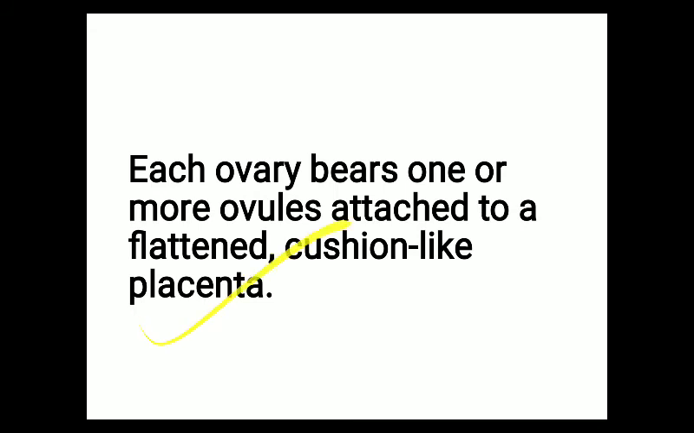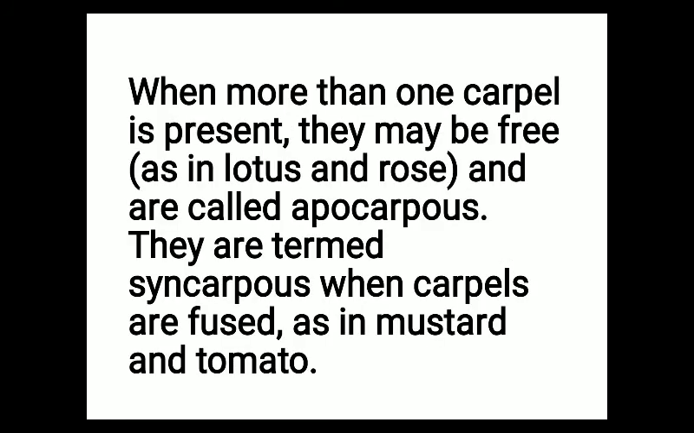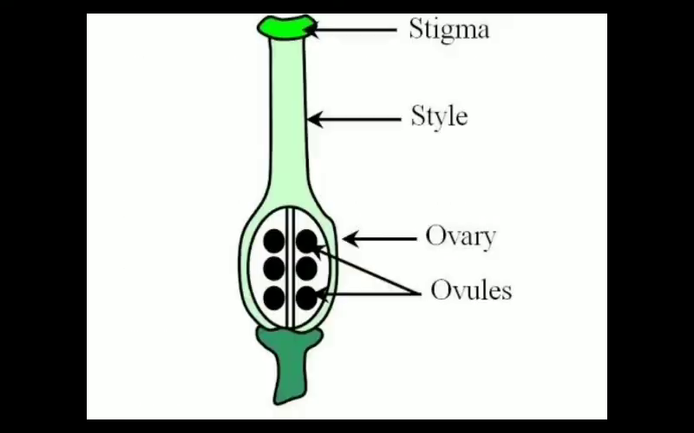So what is placenta? The placenta is a cushion-like structure, as you can see in this diagram. Inside this ovary, we can see these ovules are present. These rounded structures are ovules. Inside the ovary, how many ovules can you see? There are 6 ovules present. These ovules remain attached to a cushion-like structure, and this cushion-like structure is known as placenta. We have to remember this.